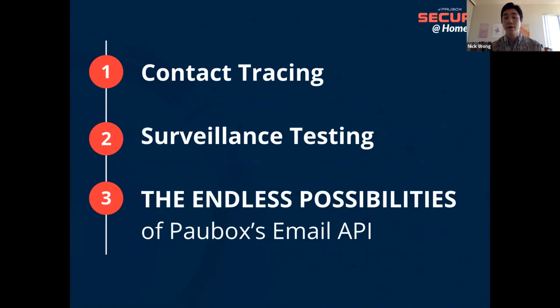So today I wanted to share two public health topics that I'm sure we've all heard about due to COVID-19. The first is contact tracing, used to notify people about potential exposure to COVID. And the second is surveillance testing, used to monitor and slow community spread. These are two different strategies used to fight COVID, but both can use Paubox's seamless and secure email API to save lives. And today, I'll show you folks how.